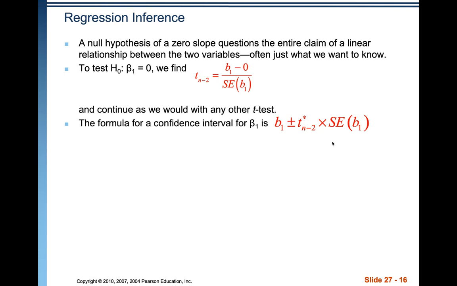The formula for the confidence interval for beta 1 is, just like every confidence interval, estimate plus or minus critical value times standard deviation or standard error. So we've got b1, which is our estimate, plus or minus our critical value t star with n minus 2 degrees of freedom, and we're going to multiply that by the standard error of b1. As always, the critical value times the standard error is our margin of error.